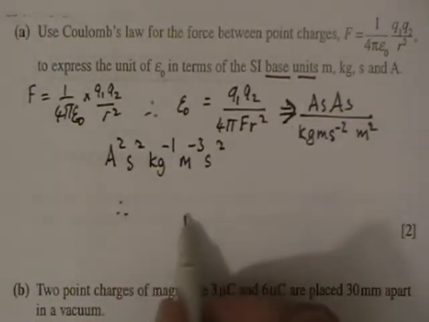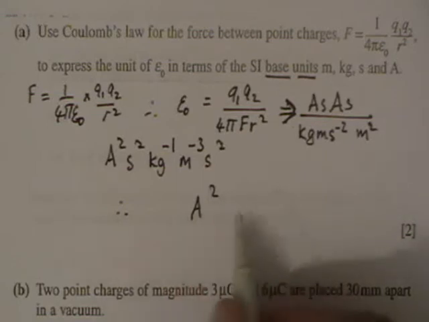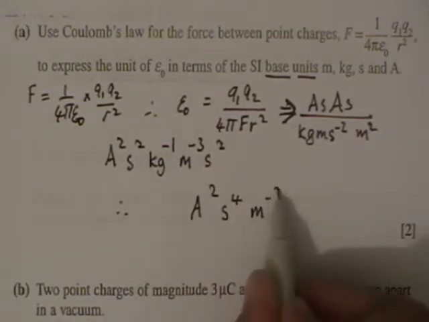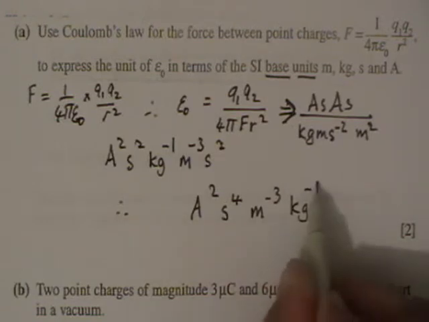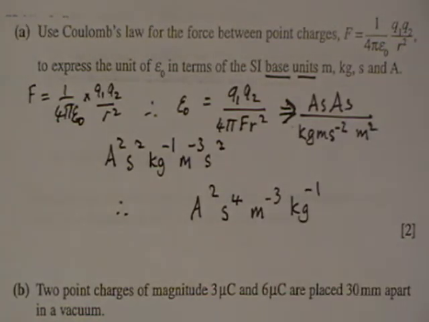Therefore the units are going to be amp squared, seconds to the power of 4, meters to the minus 3, kilograms to the minus 1. So amp squared, seconds to the power of 4, meters to the minus 3, kilograms to the minus 1. Whatever order you give those in.